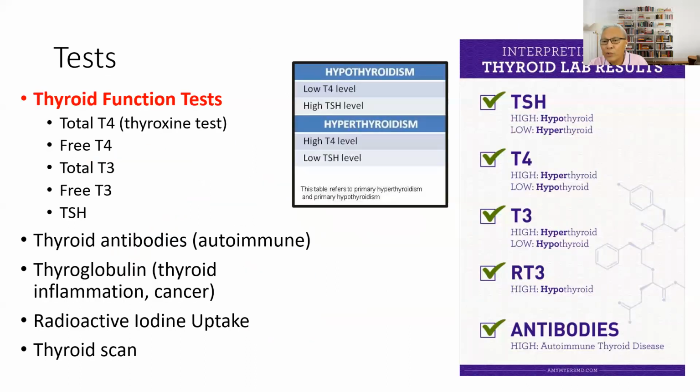Having talked about how it's regulated, let's now talk about the function tests that can detect abnormalities in the thyroid. Several blood tests can measure our thyroid levels and assess how well our thyroid gland is working. These are called the thyroid function tests. So what does it entail? Well, the first one is total T4, or the thyroxine test. This also includes free T4, total T3, and free T3, as well as TSH. The TSH test is the recommended first-line test.